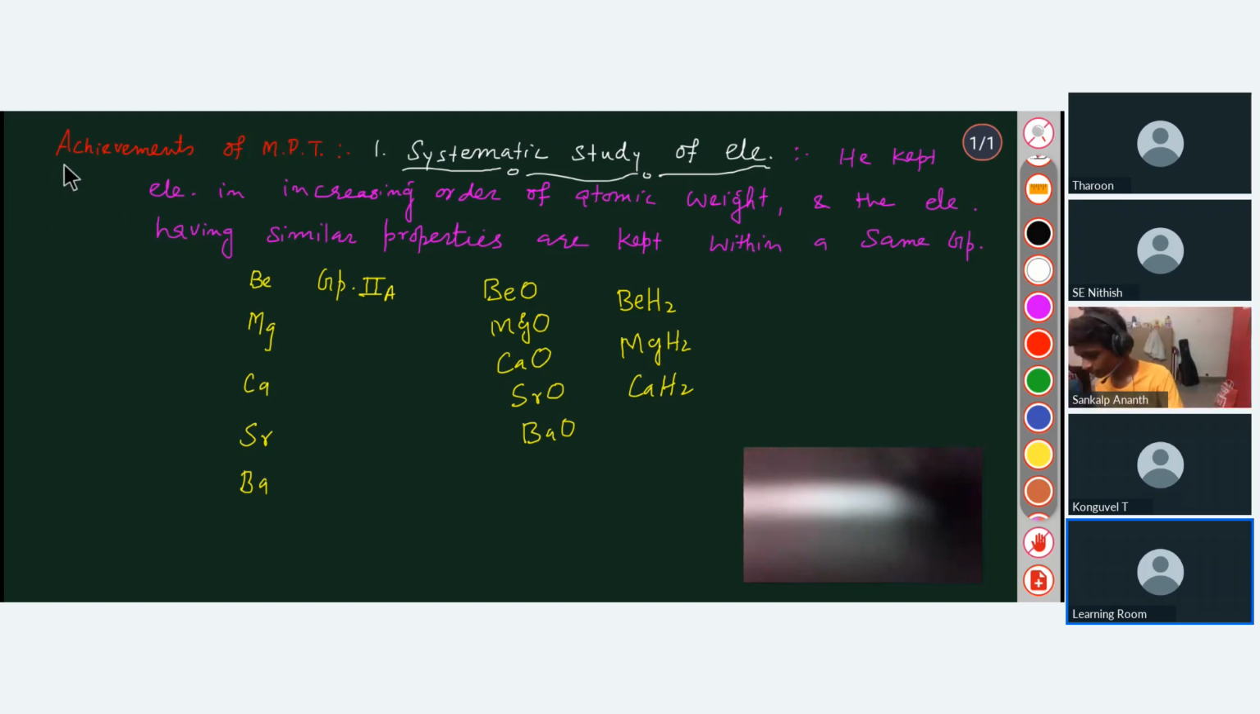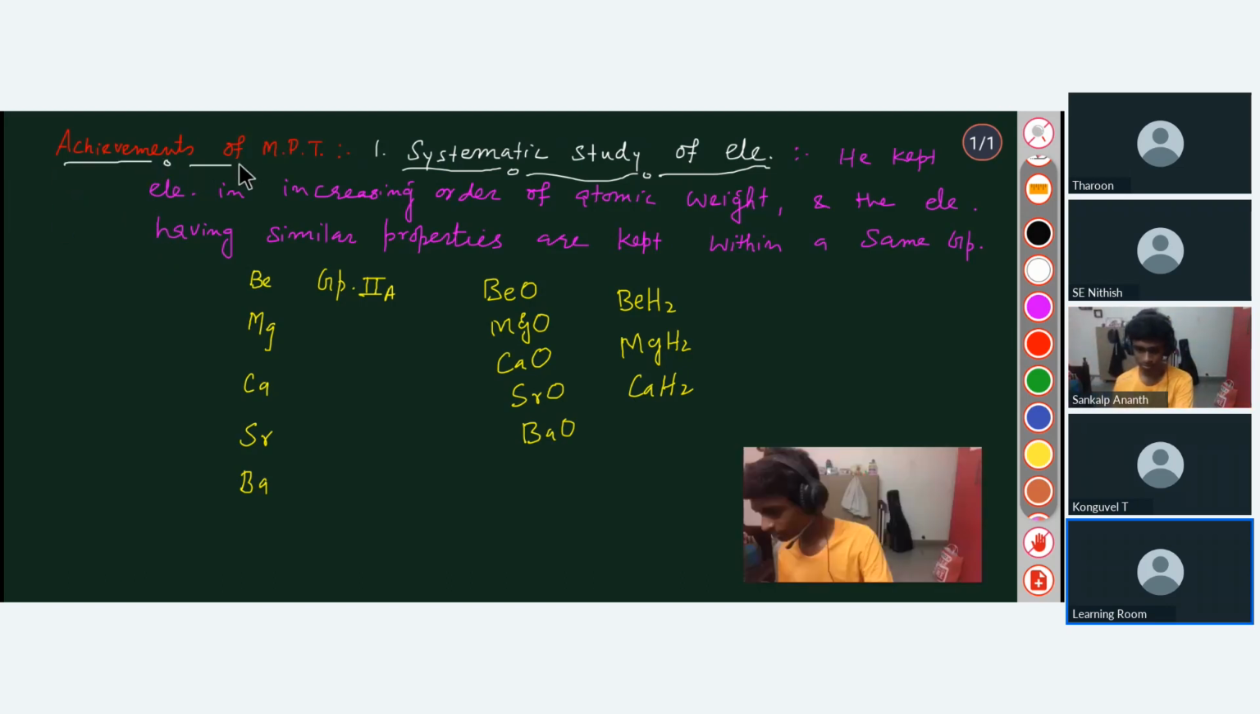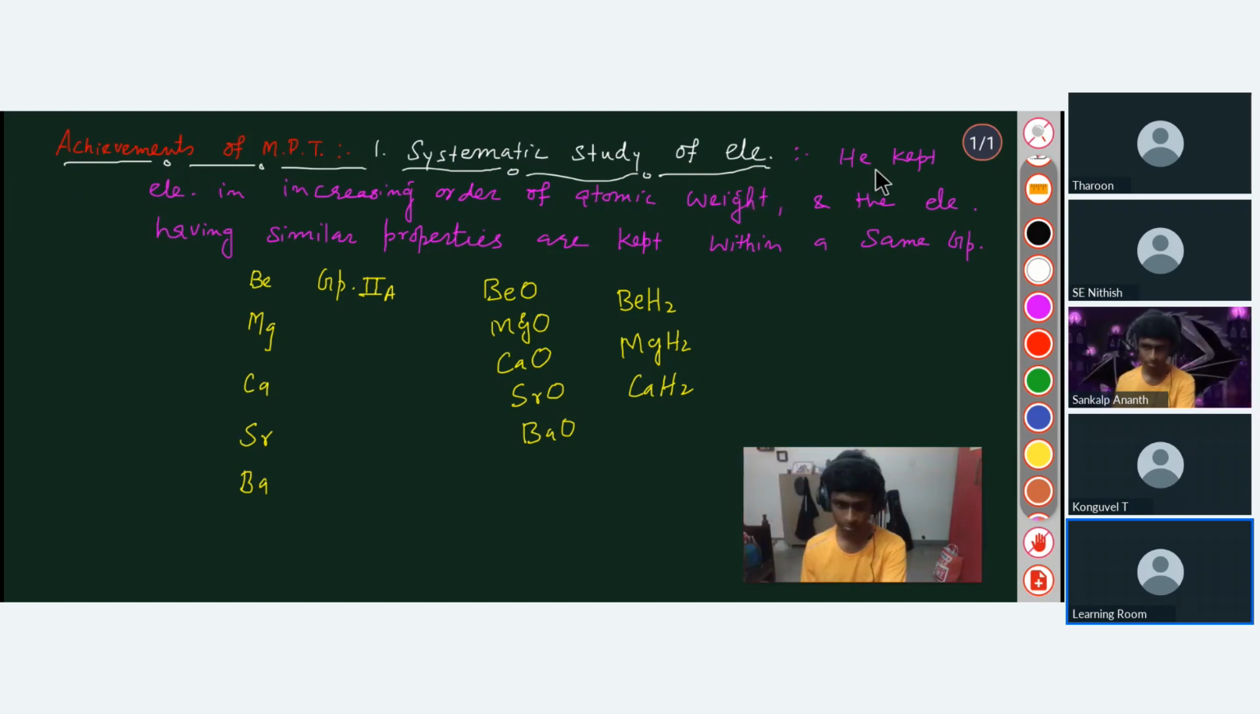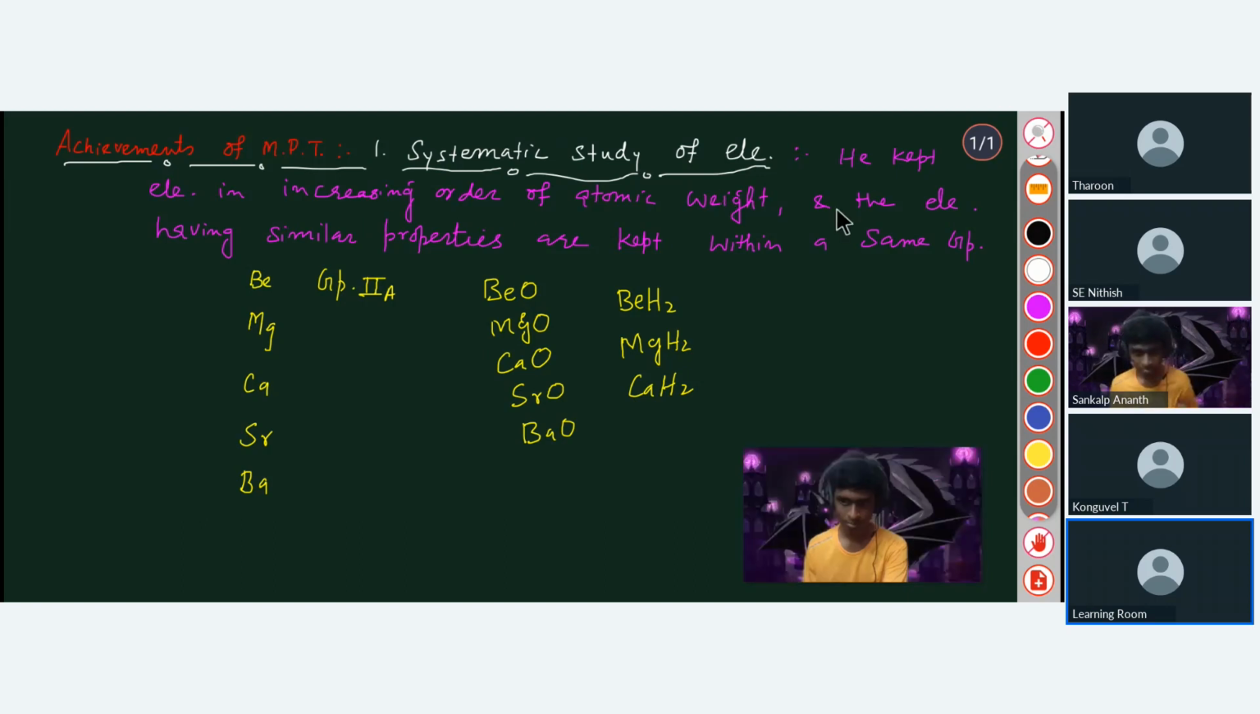Today's topic we have started, that is the achievements of Mendeleev's periodic table. The first achievement which I told, that was the systematic study of elements. Mendeleev kept elements in increasing order of atomic weight, and the elements having similar properties are kept within the same group. For example, in group 2A: beryllium, magnesium, calcium, strontium, barium, they will form this type of oxide, that is BeO. So if you know the formula of one of the oxides, you can tell the formula of other oxides also. It is now easy. It is now systematic.